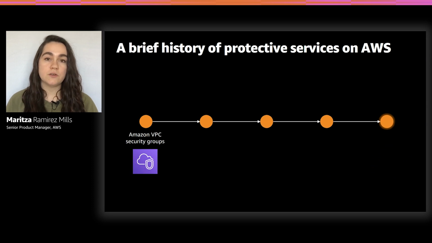Amazon VPC security groups. Now, Amazon VPC security groups are the foundational firewall controls on AWS. These are usually the first controls you put in place when spinning up any kind of workload in your environment. This allows you to control access to and from your EC2 hosts based on what's called 5-tuple information. So source and destination IP, source and destination port, and protocol.